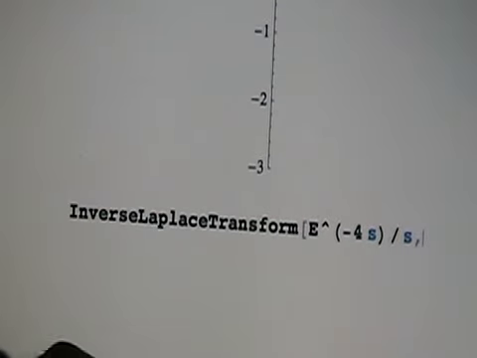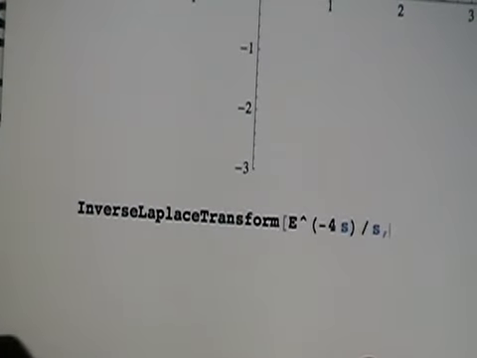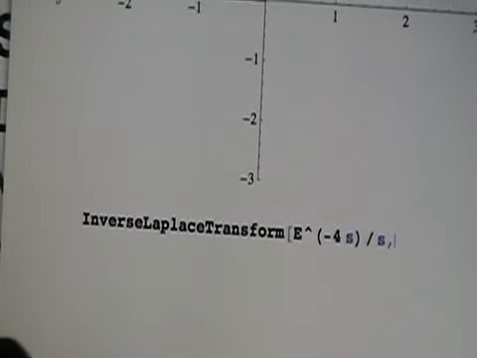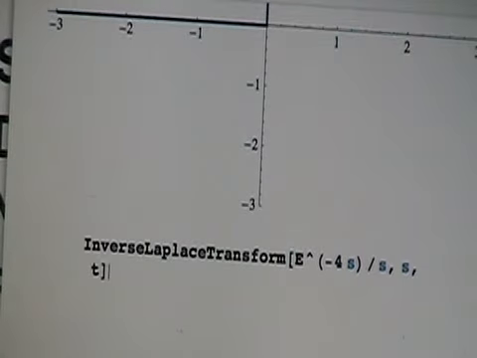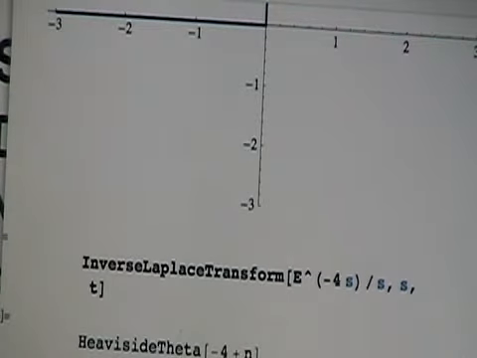When you use inverse Laplace transform, the variable of the function you are taking the inverse Laplace transform of is s, and so you need an s next. And you want the answer to be in terms of t, so you put a t next. And there you go.